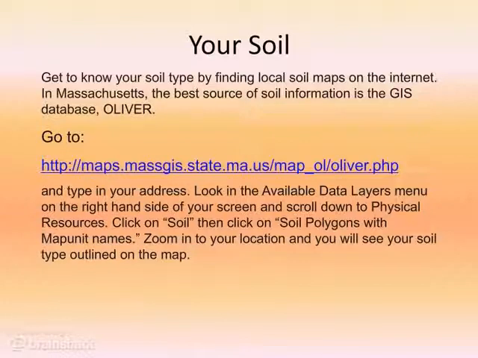Get to know your soil by finding local soil maps on the internet. In Massachusetts, the best source of soil information is the GIS database Oliver. Go to the Oliver website and type in your address. Look in the Available Data Layers menu on the right-hand side of your screen and scroll down to Physical Resources. Click on Soil and then click on Soil Polygons with map unit names. Zoom into your location and you will see your soil type outlined on the map.